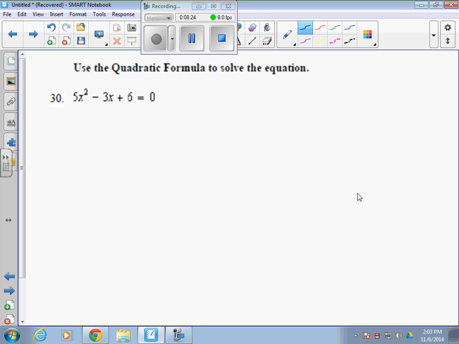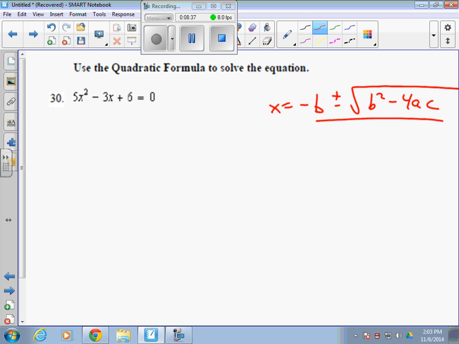Number 30 says use the quadratic formula to solve the equation. Remember what your quadratic formula is. X is equal to negative b plus or minus the square root of b squared minus 4ac, over 2a. So all of this is, we label it, it's the easiest way.